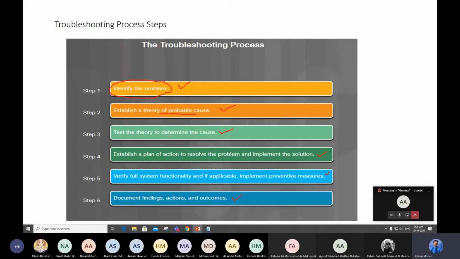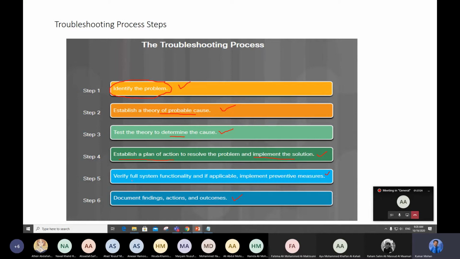Test the theory to determine the cause. You need to find out the exact problem. After finding the problem, after doing all these steps, you need to establish a plan of action. For example, now you identify the motherboard problem, then you need to change your motherboard, or you identify the problem with your RAM, then you need to change your RAM and implement the solution, whether you want to change or you want to upgrade.